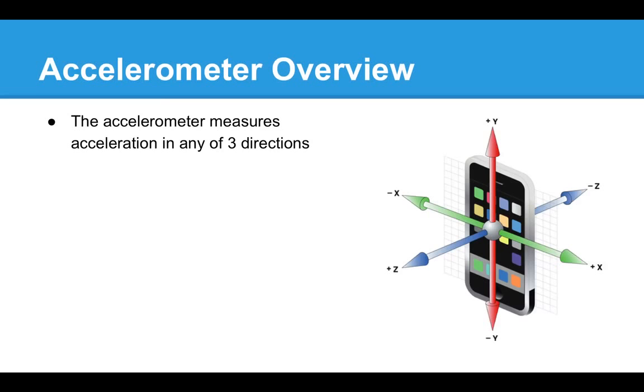Let's talk about each of the sensors in a little more detail, starting with the accelerometer. The accelerometer measures lateral movement of the phone in any direction, represented by three axes, X, Y, and Z. The accelerometer is a piece of hardware inside the phone that measures this motion. Technically, it doesn't measure movement directly, it measures acceleration.